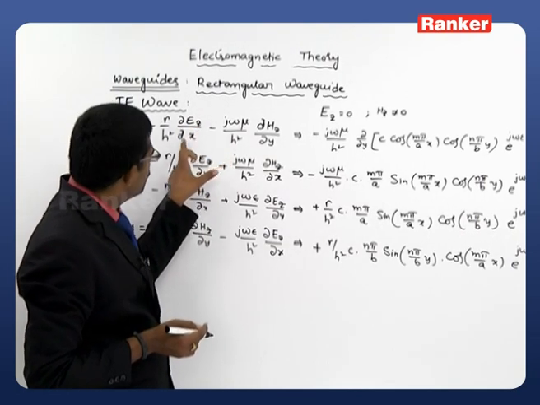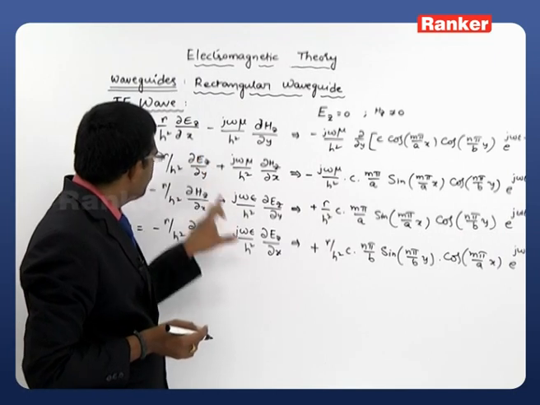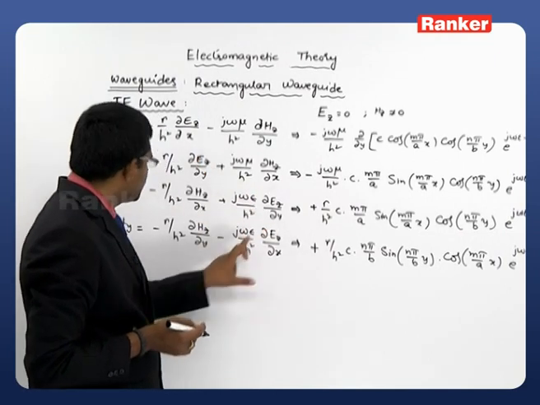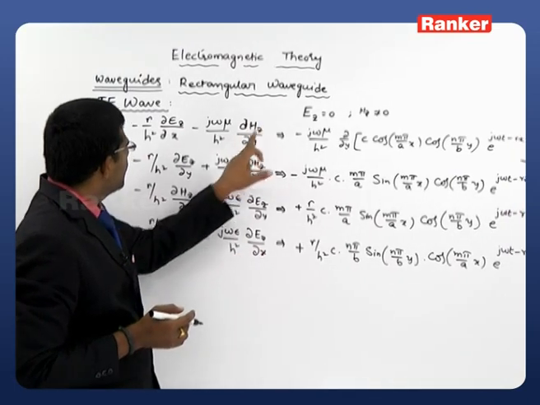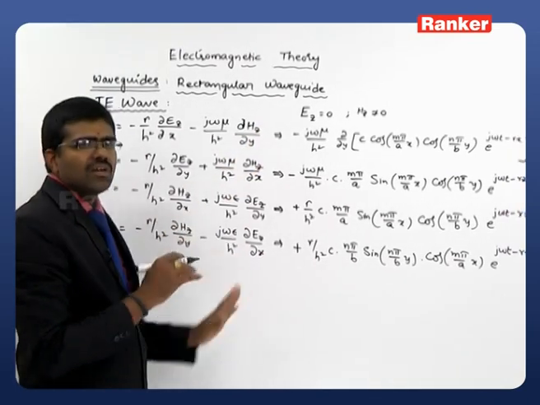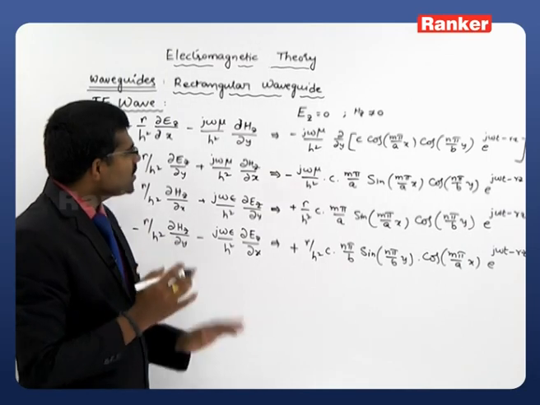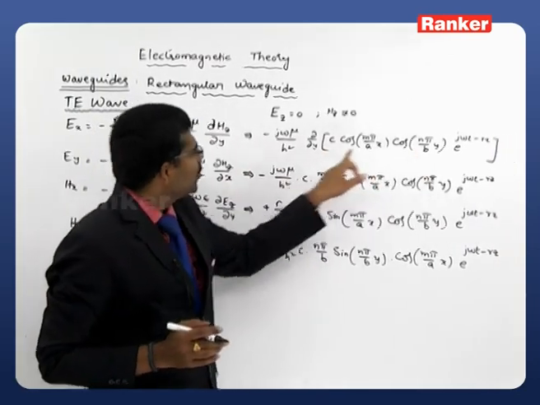Ez equals 0 corresponds to this term vanishing, this term vanishing, this term vanishing and this term vanishing. After that, substitute Hz here, here, here and here. Differentiate that one. After differentiation, this equation also will be modified.